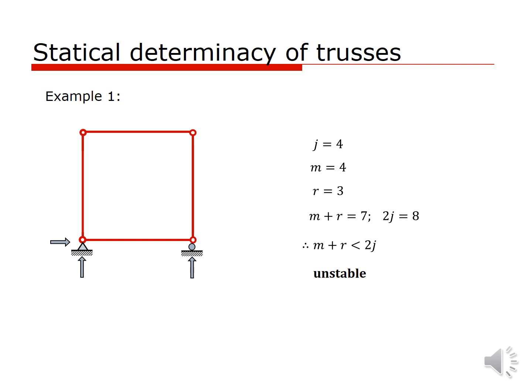And there you can calculate M plus R, that is 7, and 2J, that is 4 into 2, that's 8, which means M plus R is less than 2J. So you can say this is an unstable structure. Even by looking at this truss, you can see it's an unstable structure.